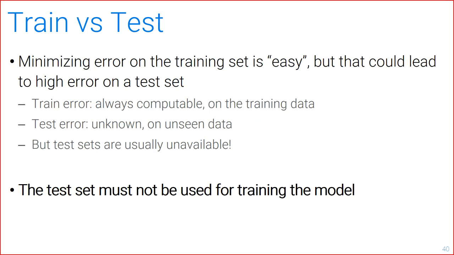And so minimizing the error on the training set, again, is easy. We could just all try to overfit, use more features, transform the features, use fancier models, but that could lead to a high error on a test set, on a hypothetical test set representing the population. And so the thing is that the train error can always be computed on the training data. We can always compute this because we do have the training data, but the test error is unknown. We don't know what the rest of the population looks like. We don't know what that unseen data is. We don't have it. It's usually unavailable to us. We don't have any other data than the training set.